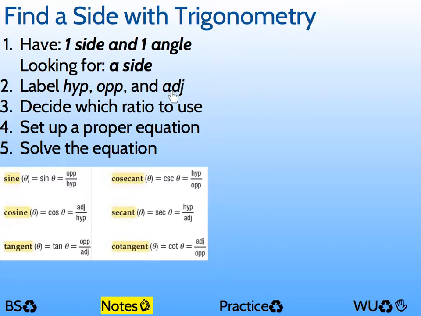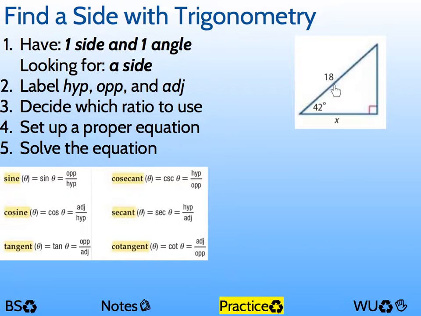So for example, if you're only given the opposite and the adjacent, well then you can't use sine or cosine because they both have the hypotenuse in it. The opposite and the adjacent would be tangent. Or you could also use cotangent if you wanted to. Next step is set up a proper equation with the information that you're given. And then step 5 is solve the equation.